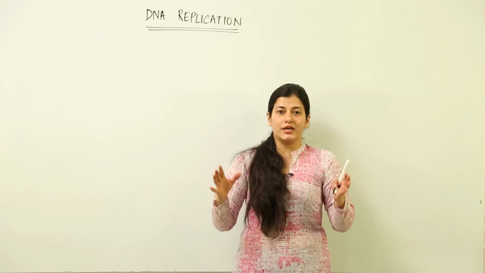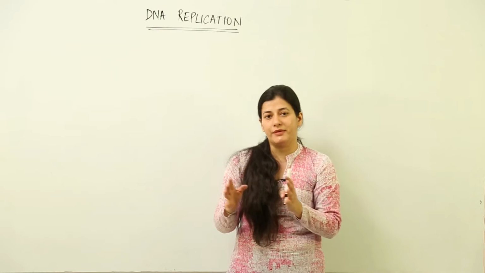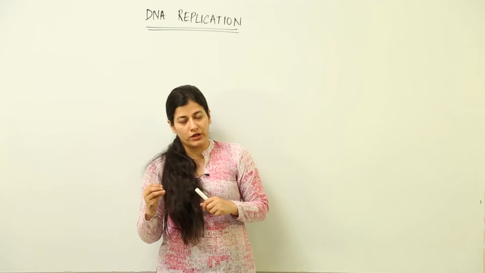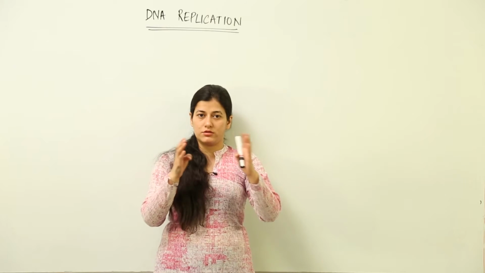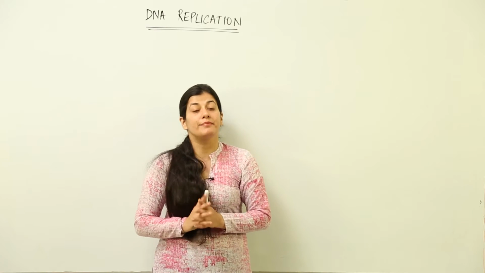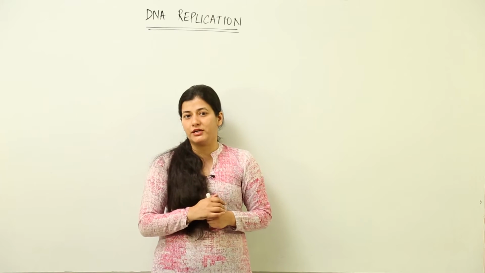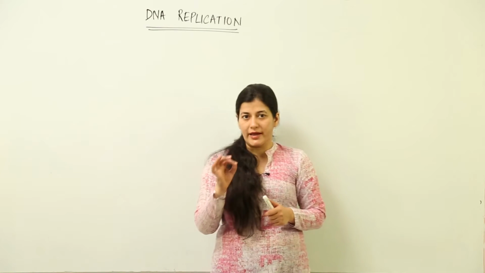Now we are going to take into account DNA replication. When we talked about the central dogma of molecular biology, we discussed that DNA replication takes place. DNA produces its copies by the process of replication. As you know, it was proposed by Crick.